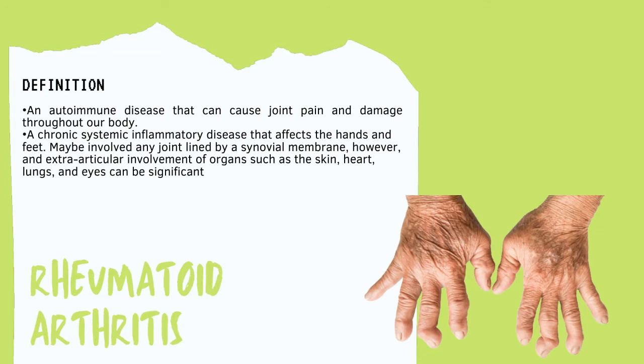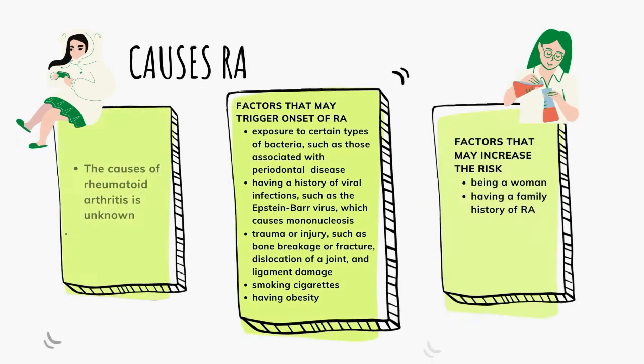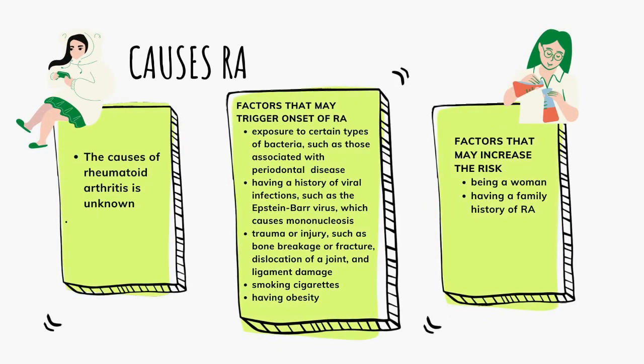It may involve any joint lined by a synovial membrane. However, extra-articular involvement of organs such as the skin, heart, lungs, and eyes can be significant. Next, the causes of rheumatoid arthritis. The cause of rheumatoid arthritis is unknown, but there are some factors that may increase the risk of rheumatoid arthritis.